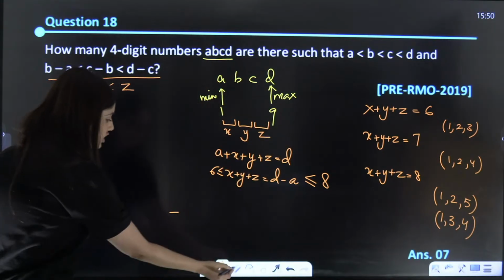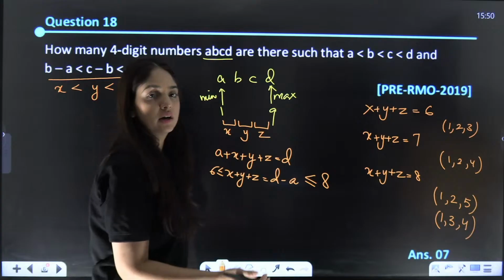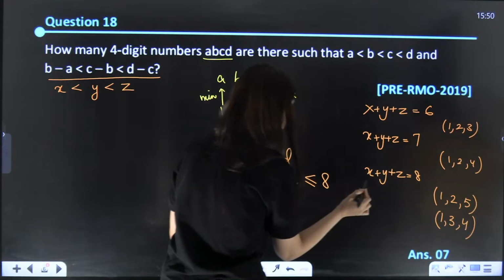Now, let's check each case one by one. For 1, 2, 3.